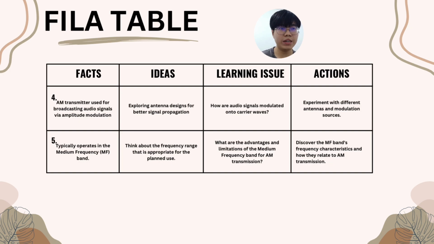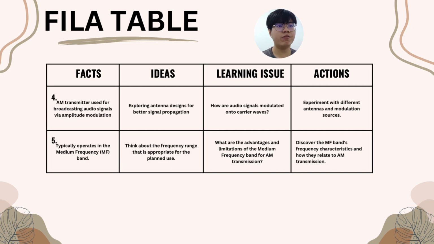So the fourth is the AM transmitter is used for broadcasting audio signals with amplitude modulation. So we need to explore the antenna design for better signal propagation. And the learning issue is how the audio signal is modulated onto the carrier wave, and we need to do experiments with different antennas and modulation sources to improve our module.